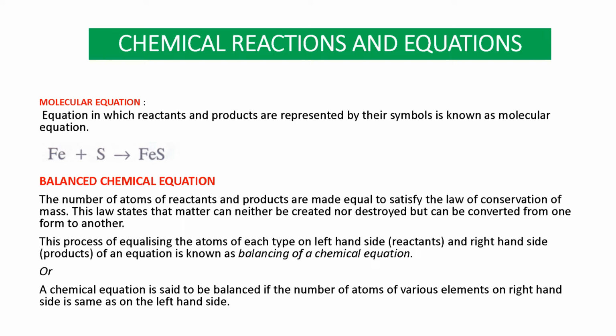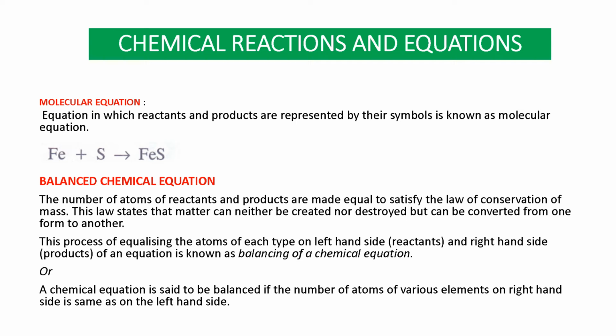So what is a balanced equation? In a balanced equation, the number of atoms on the reactant side is always equal to the number of atoms on the product side. The process of equalizing the number of atoms on both sides is called balancing a chemical equation. Here the definition is written: the process of equalizing the atoms of each type on the left-hand side and right-hand side of an equation is known as balancing a chemical equation.